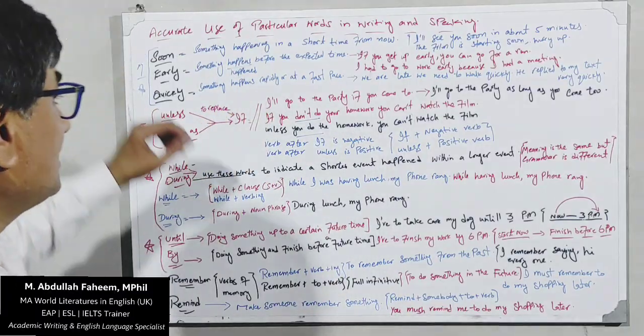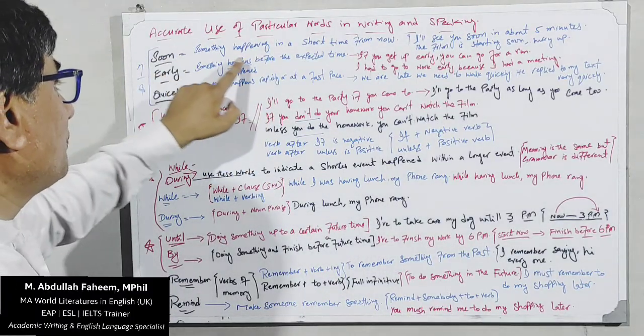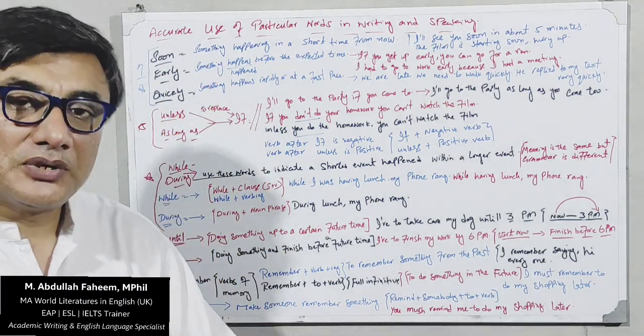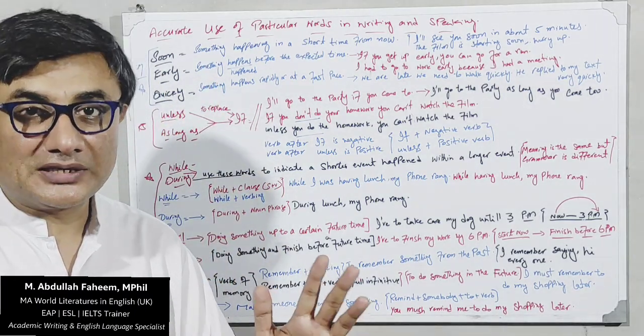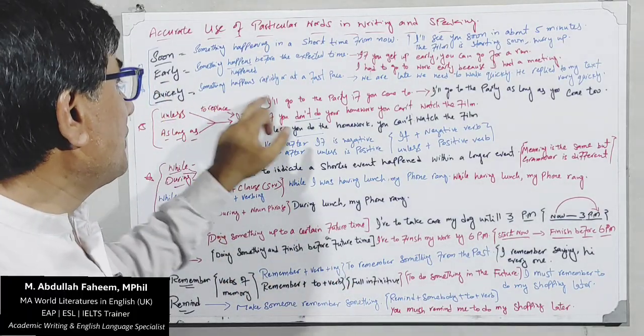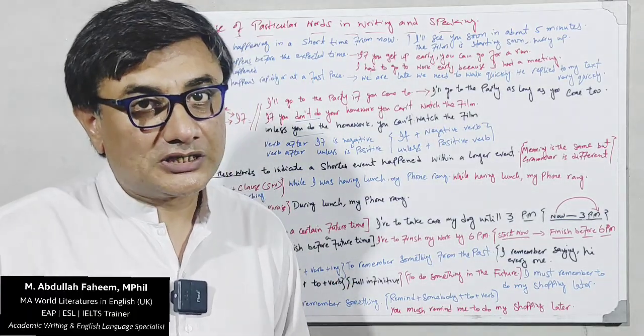So the differentiation is: soon is for something that happens in a short time from now on. Early is when something happens or happened before an expected time. And the last one is quickly. Quickly means something happens rapidly, at a fast pace.